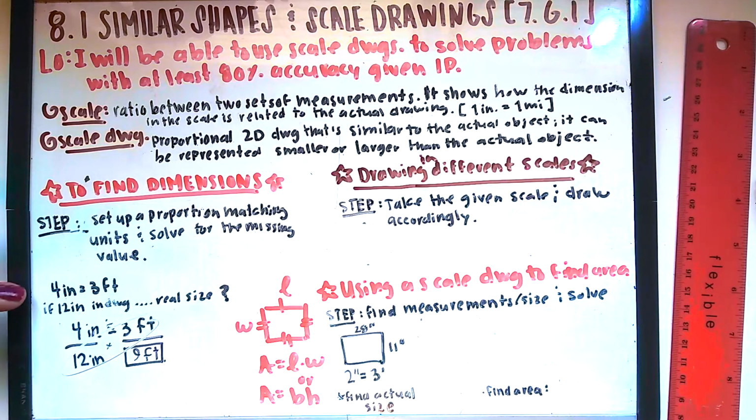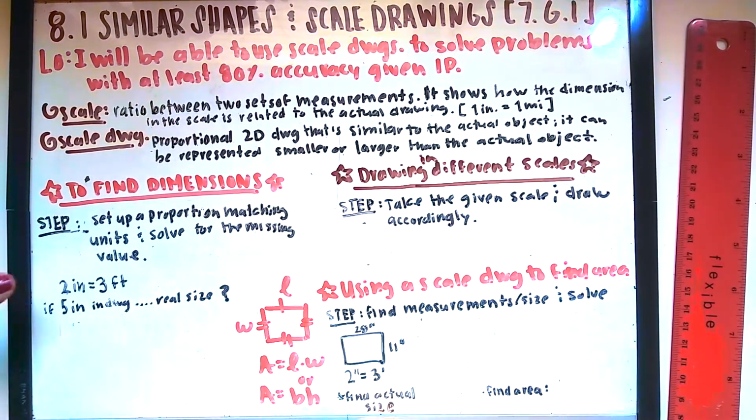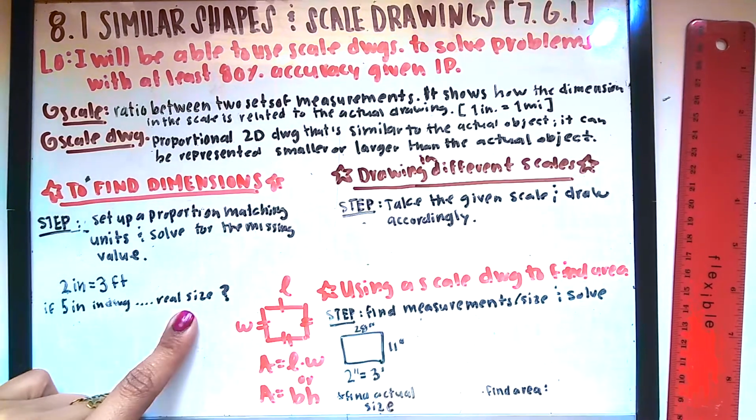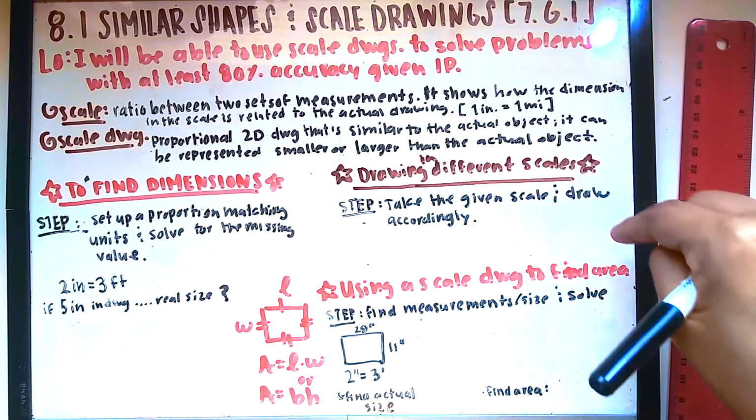So in this case, a 12-inch line in reality is 9 feet long. Okay. So let me go ahead and give you one to do for this. I have 2 inches in a drawing, it's actually 3 feet. So if a line is 5 inches in the drawing, how much is that in real life? Okay.